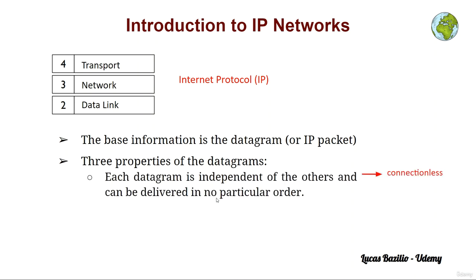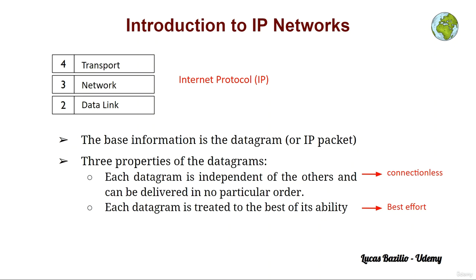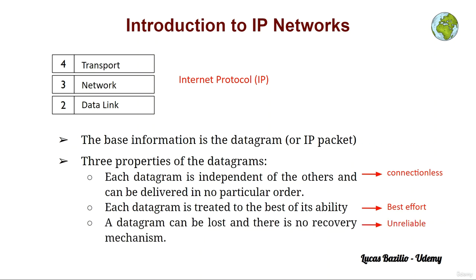First of all, they are connectionless. This means that each datagram is independent of the others and can be delivered in no particular order. Secondly, we also follow the best effort mechanism. This means that each datagram is treated to the best of its ability. And finally, we also have the property of unreliability. This means that the datagram can be lost and there is no recovery mechanism.